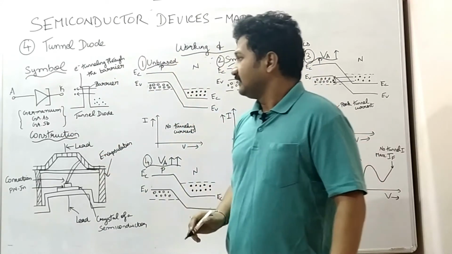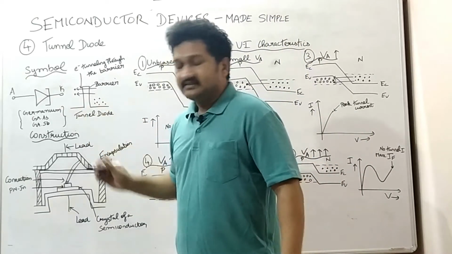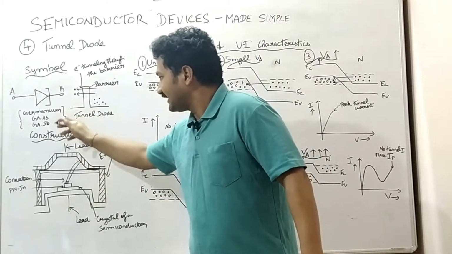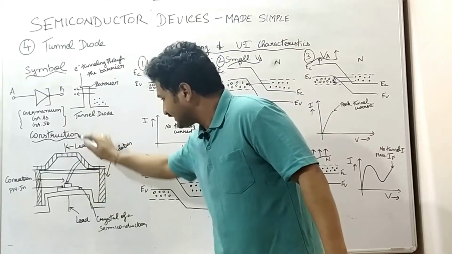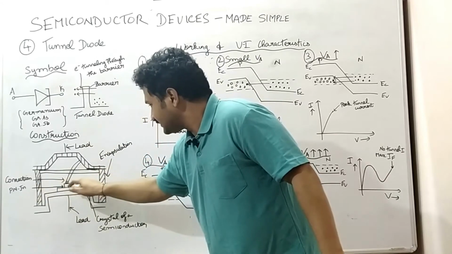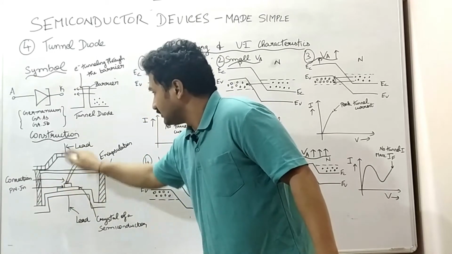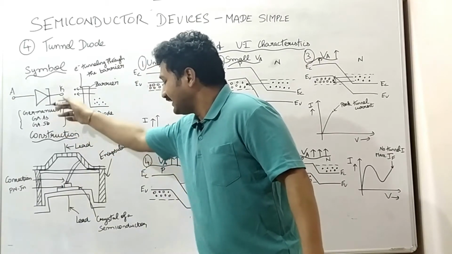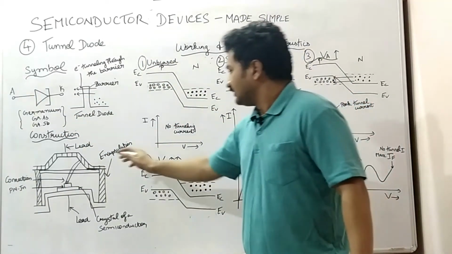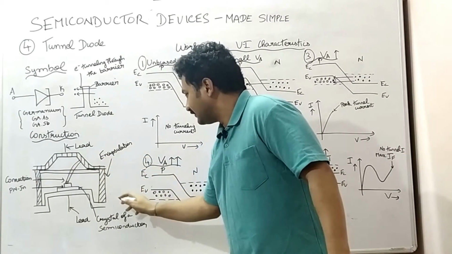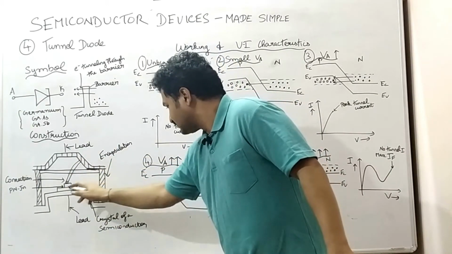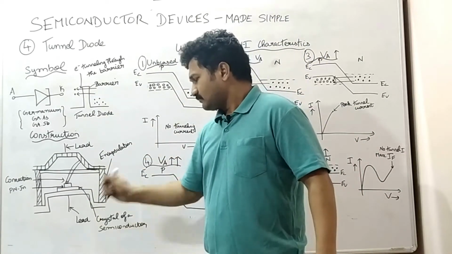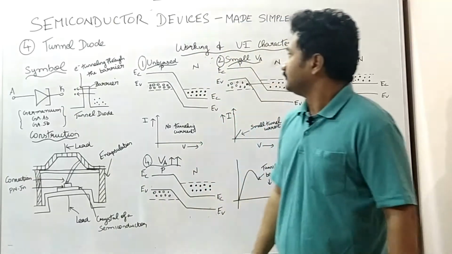Coming to the construction, the tunnel diode is made up of germanium, gallium arsenide or gallium antimonide. So this is a lead connection, the terminals. This PN junction that I have marked here is made up of these materials, germanium, gallium arsenide or whatever, any three materials among these. This is encapsulated by a ceramic material. This sheet is made up of a crystal of a semiconductor. So this is the construction of a tunnel diode.